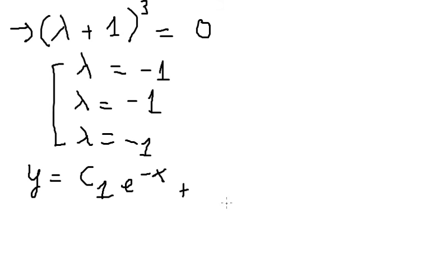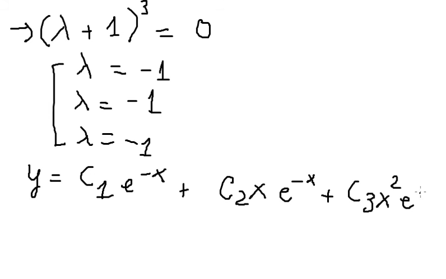For the second one we have negative 1 as well, so with the same negative 1, we have c2 and we put s e to the power of negative s. Because this one is negative 1, the same as the first and the second one, we need to put s square e to the power of negative s. And this is the final answer we need to write here.